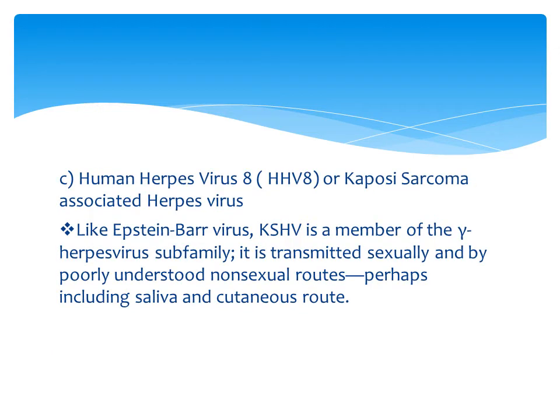And the answer of part C is the characteristic organism that is causing the disease. It is human herpes virus 8, or the Kaposi sarcoma associated herpes virus. It is a member of the gamma herpes virus subfamily, and it is transmitted sexually and by poorly understood non-sexual routes, perhaps including saliva and the cutaneous route.